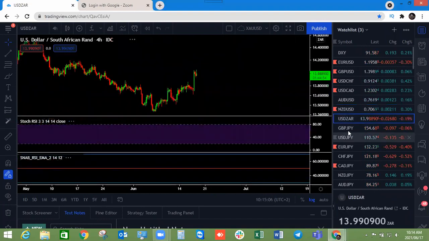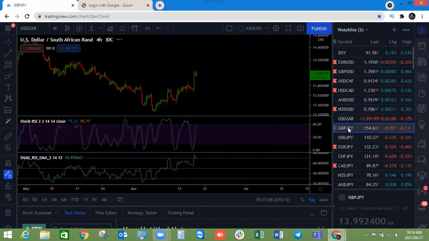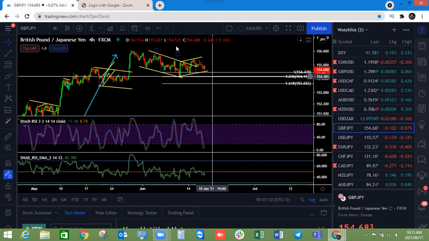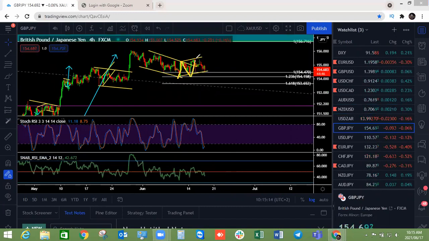USD/ZAR, we've just spoken about this. Pound yen. So pound yen, 1, 2, 3 yesterday, and it is making a move to the downside, but this is still corrective, has not broken to the downside yet. So let's just watch this one for now. So this is 1, 2, we'll expect this one to do this before we see upside.